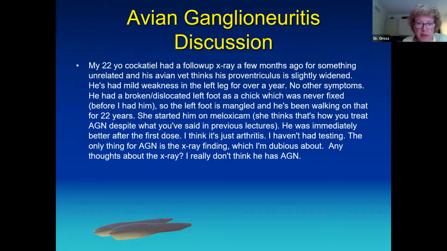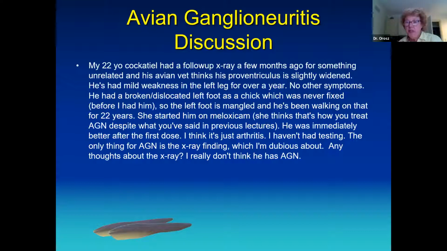She started him on Loxicam, which she thinks, she doesn't read that avian ganglioneuritis was right, what you said. He was immediately better after his first dose. Most likely he's got arthritis. And so the only thing for AGN is the x-ray finding, which I'm dubious about. Any thoughts about the x-ray?